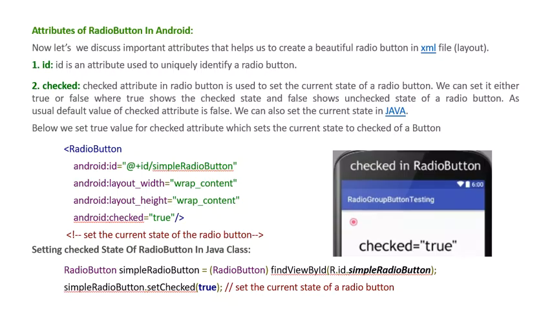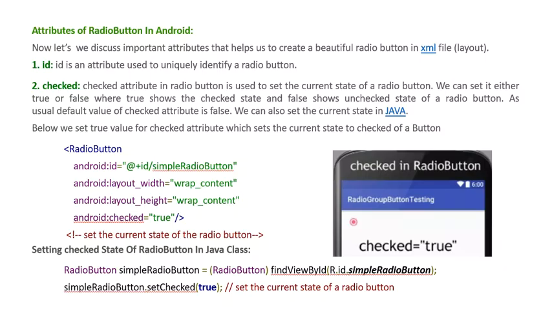The third attribute is the text. The text attribute is used to set a text in the radio buttons, and we can set a text both ways, either in XML or the Java class. And the gravity attribute is an optional attribute, and we can use it to control the alignment of the text, like left, right, center, top, bottom, and center_vertical, center_horizontal, etc.